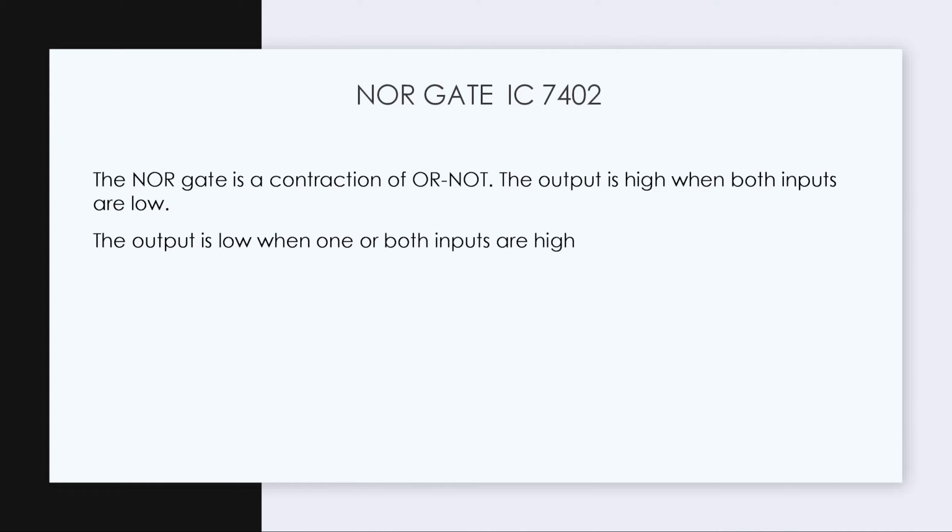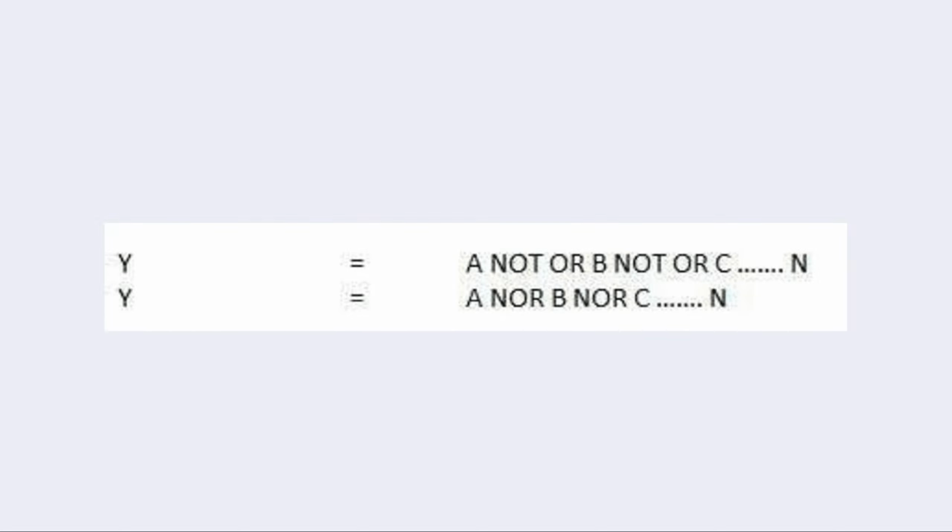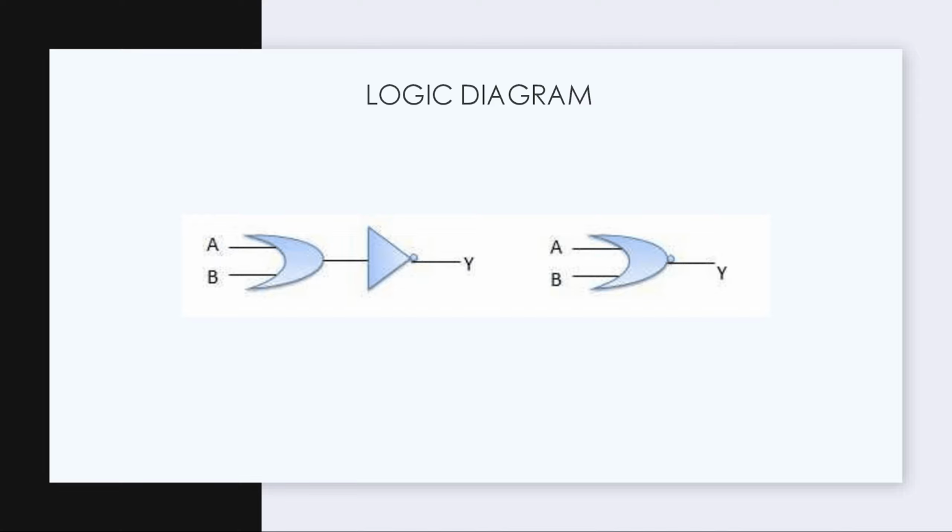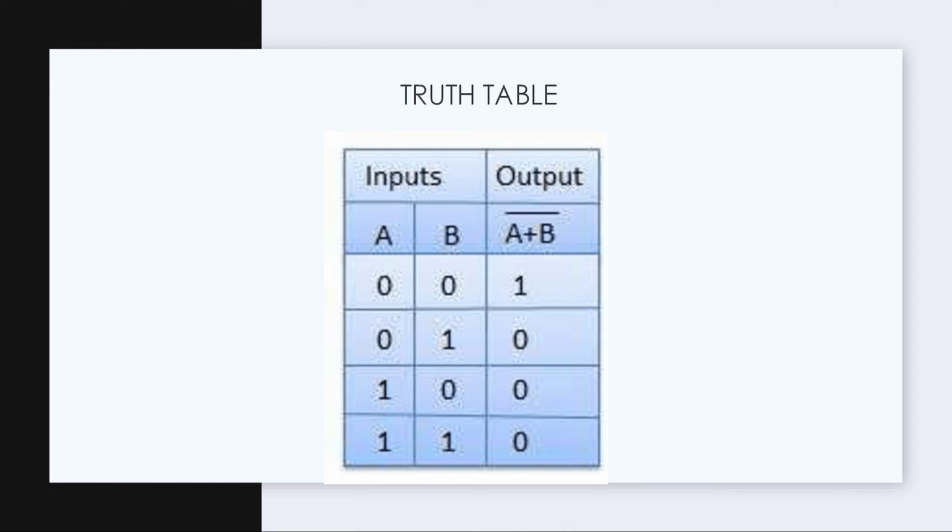The NOR gate is a contraction of OR and NOT. The output is high when both inputs are low. The output is low when one or both inputs are high. This is the equation for NOR gate, and here is the logic diagram for NOR gate. It is a combination of OR gate and NOT gate. This is the truth table for NOR gate. Here when the inputs are 0 and 0, the output is 1, and when the inputs are 0 and 1, the output is 0, and when the inputs are 1 and 0, the output is 0, and when both the inputs are 1, the output is 0.